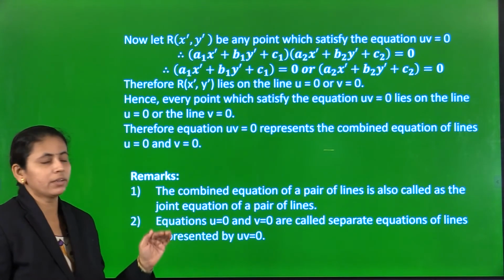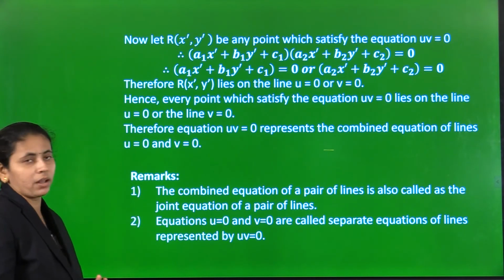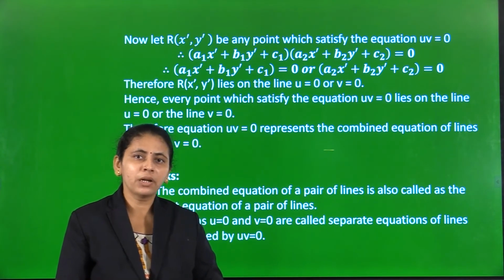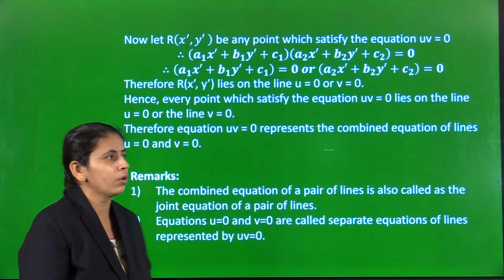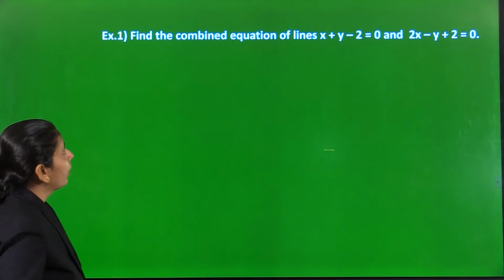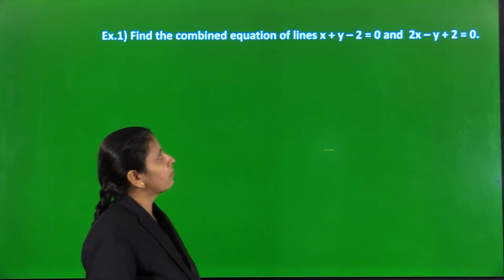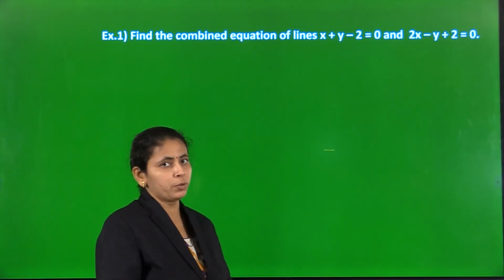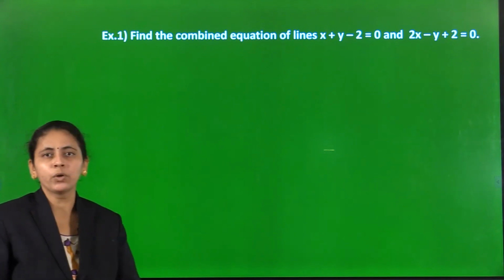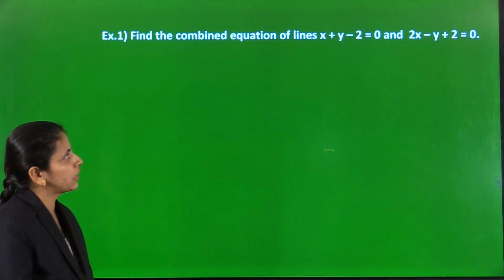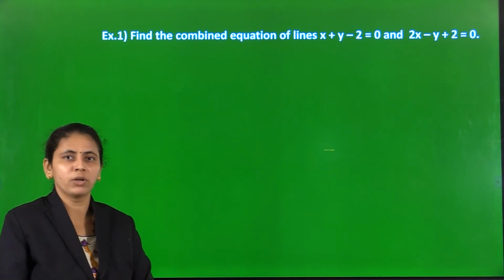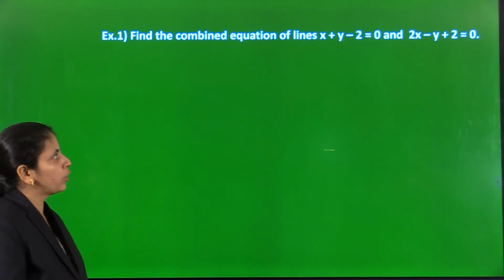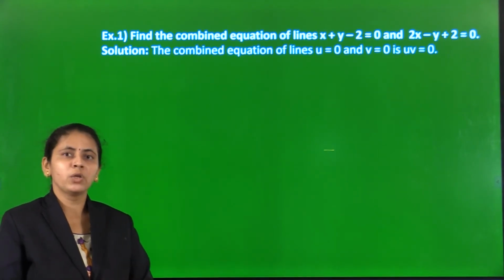Now we see some examples based on these remarks, that is, examples to find the combined equation of lines and examples to find the separate equations of lines. The example is: find the combined equation of lines x + y - 2 = 0 and 2x - y + 2 = 0. See, here we have been given two equations of lines. We say the first equation is of line u = 0 and the second equation is of line v = 0. We know that the combined equation of lines is given by uv = 0.